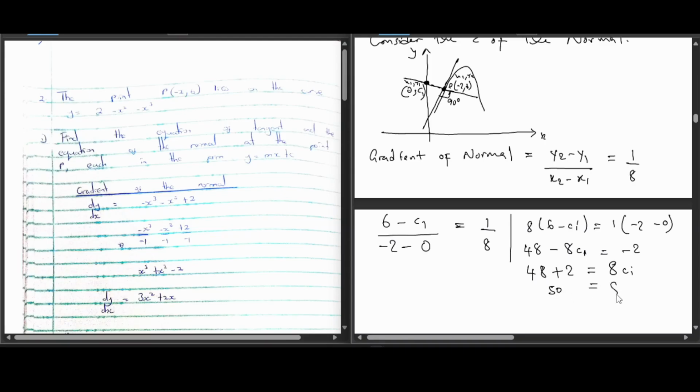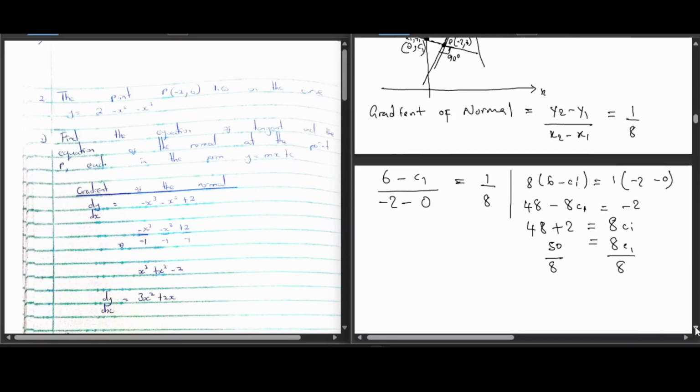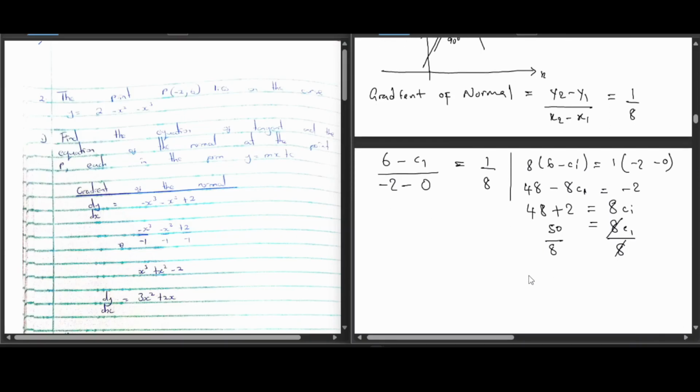So 50 is equal to 8c1, like that. Now we have to divide both sides by 8. Therefore c1 is equal to, here we can just use, let us say 2. 2 into 8 gives 4 and 2 into 50 gives 25. So let us just write it as 25 over 4. That will be the value of c1.